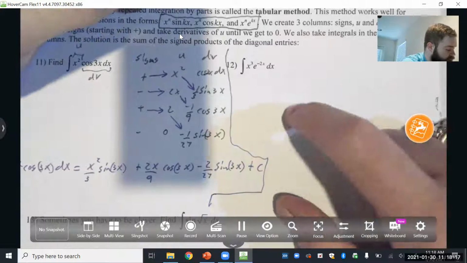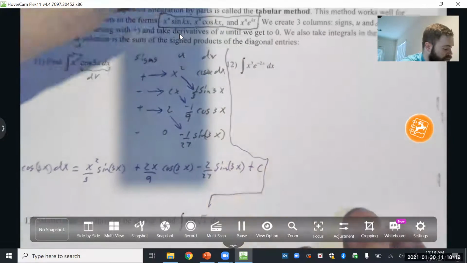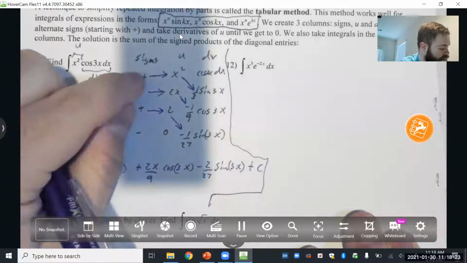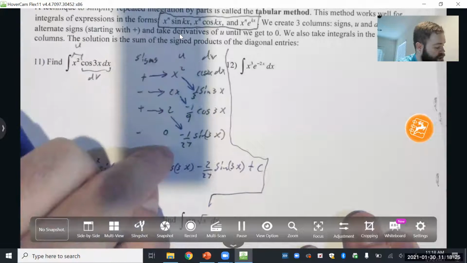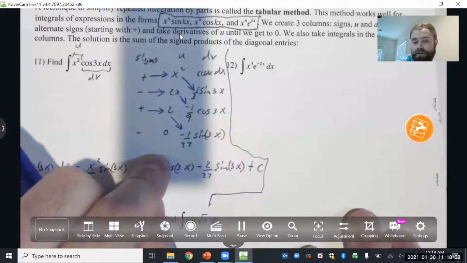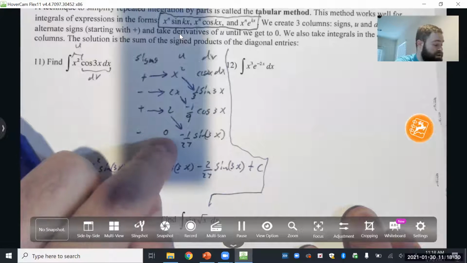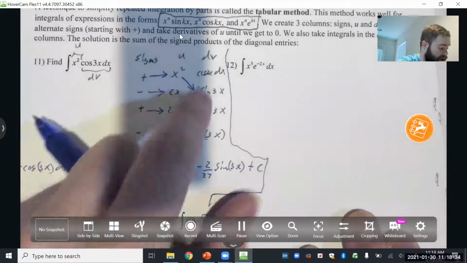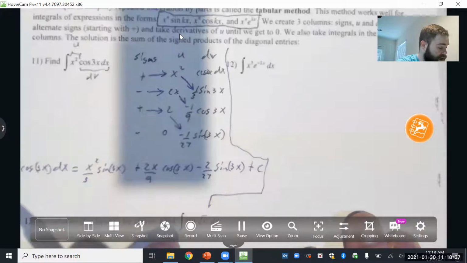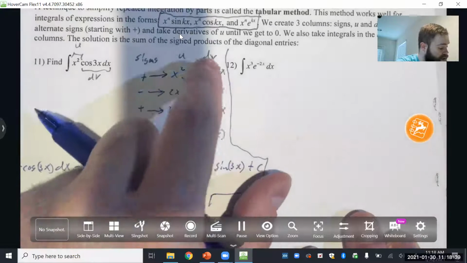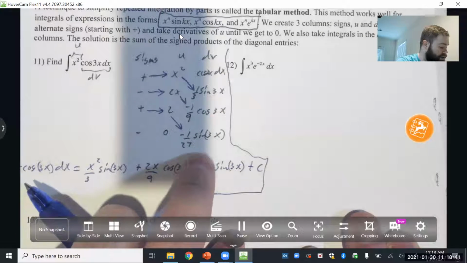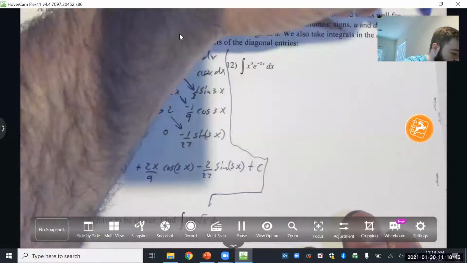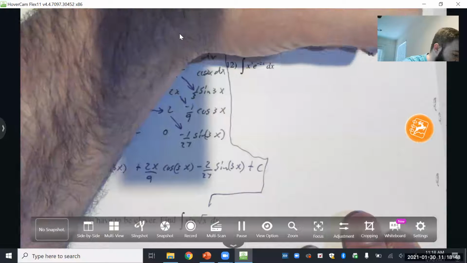And anytime we're doing the tabular method, we're going to make 3 columns like we did on number 11: signs that will start with positive and alternate, a u column that we take the derivative of over and over again, which means the thing we choose to be u needs to eventually get to 0, so it's going to be the polynomial part, and then the dv will be the other piece that we're going to take the integral of.